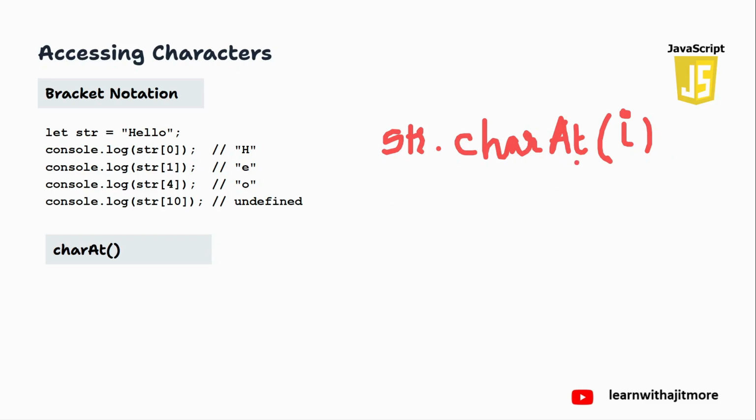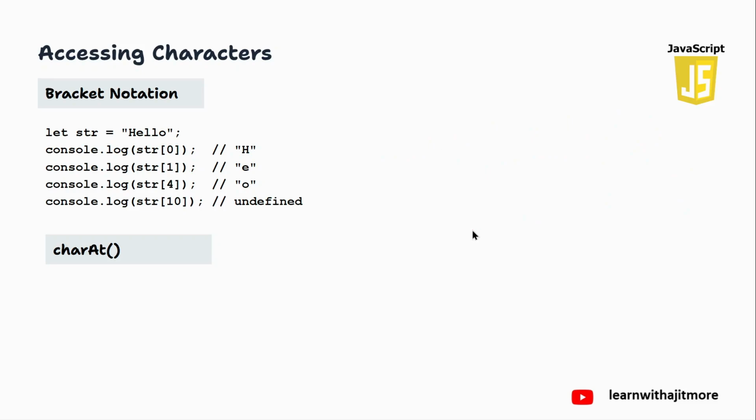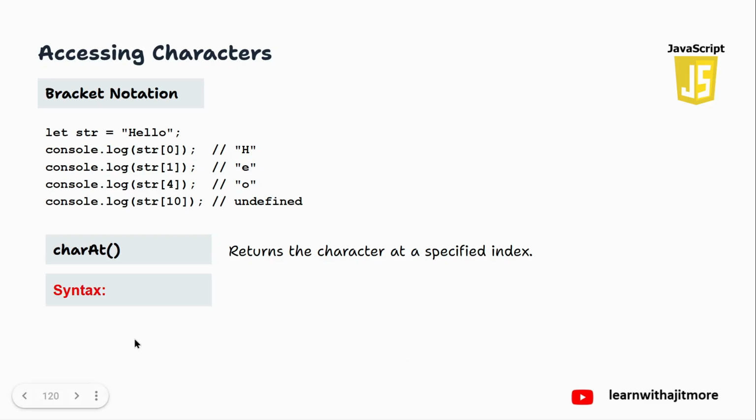Getting? Now here also if you go beyond the limit, if you give an index beyond the limit, then it doesn't give undefined, it just returns an empty string. Returns the character at a specified index. The syntax is string dot charAt of index.